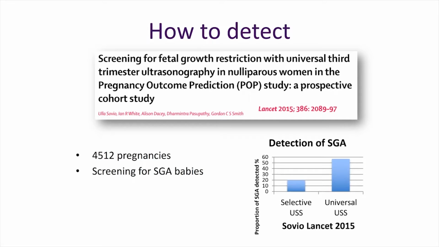And what they were able to show was that in the selective ultrasound group, using the same style of practice that we use in Melbourne, they only detected 20% of the small for gestational age fetuses. But when they did the universal scanning approach, routine scans at 28 weeks and 34 weeks gestation, they detected nearly 60%. So they had a 3 times increase in the detection of growth restricted fetuses by using routine ultrasound.